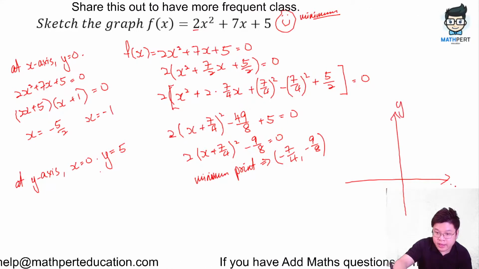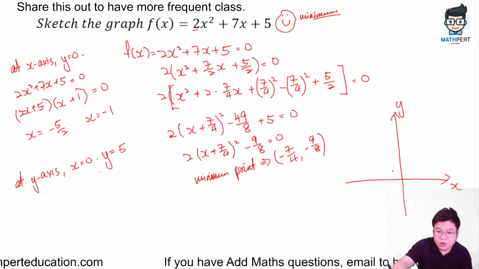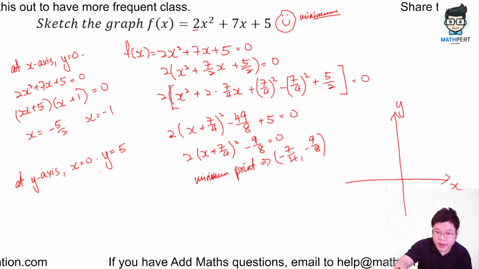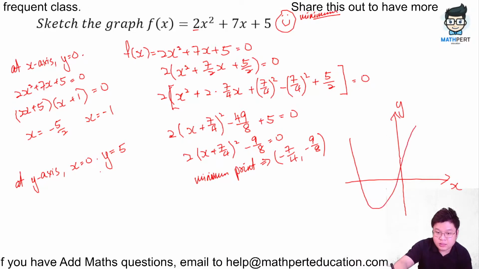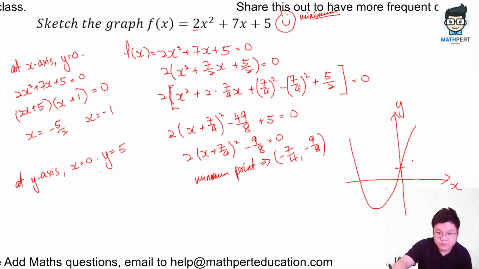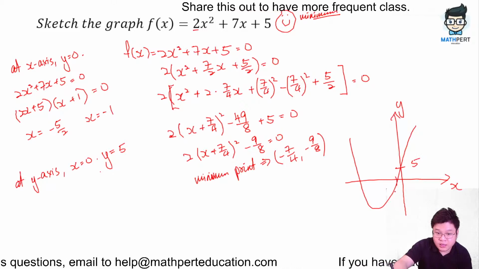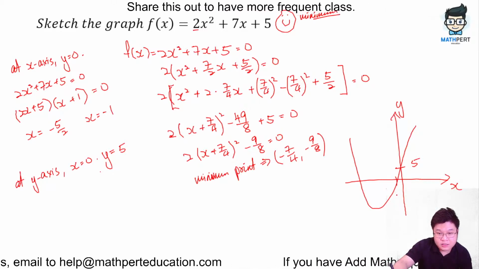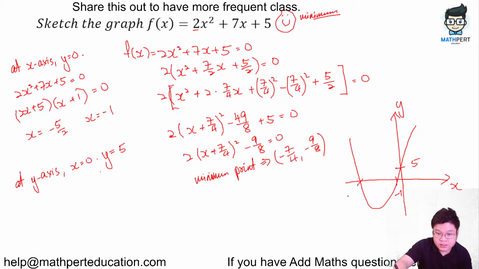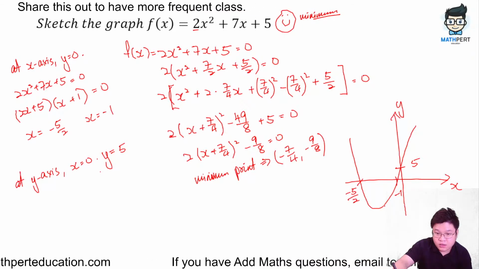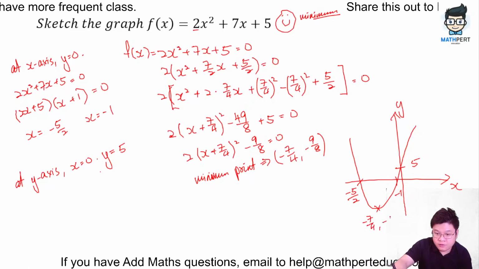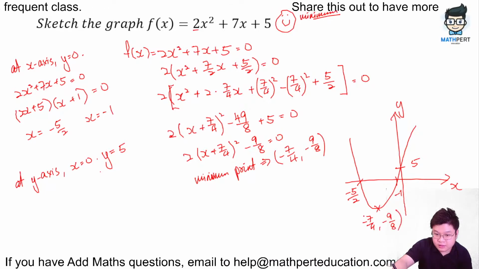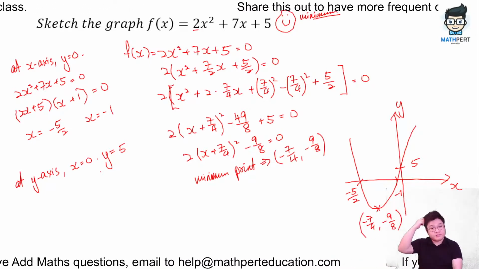Y, x. So the minimum point is at negative, negative at this one here. So it will be something like this. So let's say this is 5. This is negative 1. This is negative 5 over 2. And this point will be negative 7 over 4, negative 9 over 8. So this is your graph.